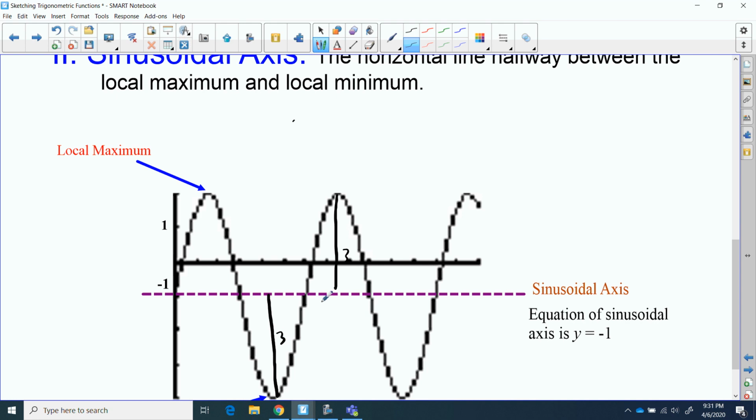distance. Now, if you say, oh, I think this is the sinusoidal axis right here, I'd say, well, no, from there to there is only 2, but from there to there would be 4. So that's not the middle. That's how you know you're not at the sinusoidal axis.